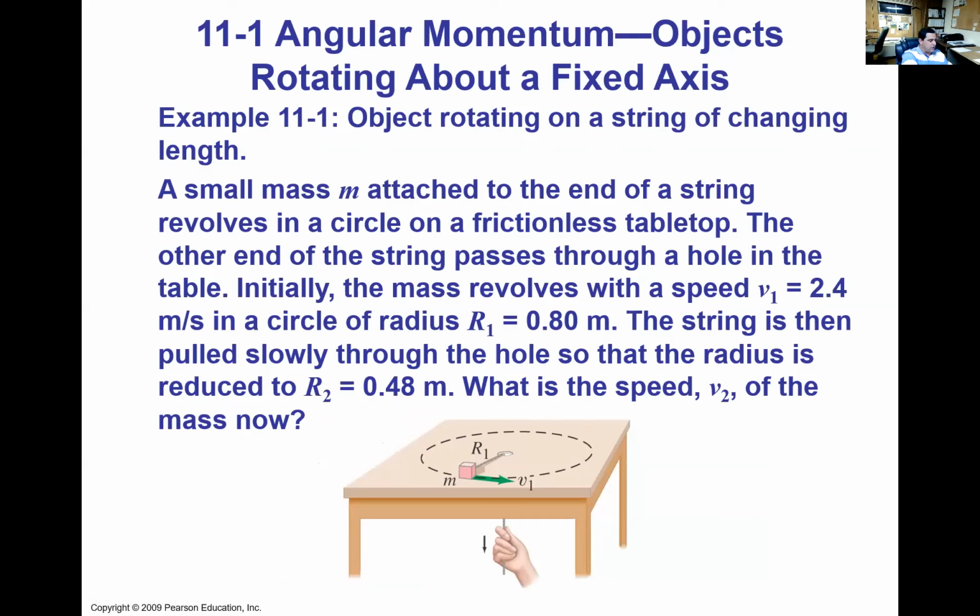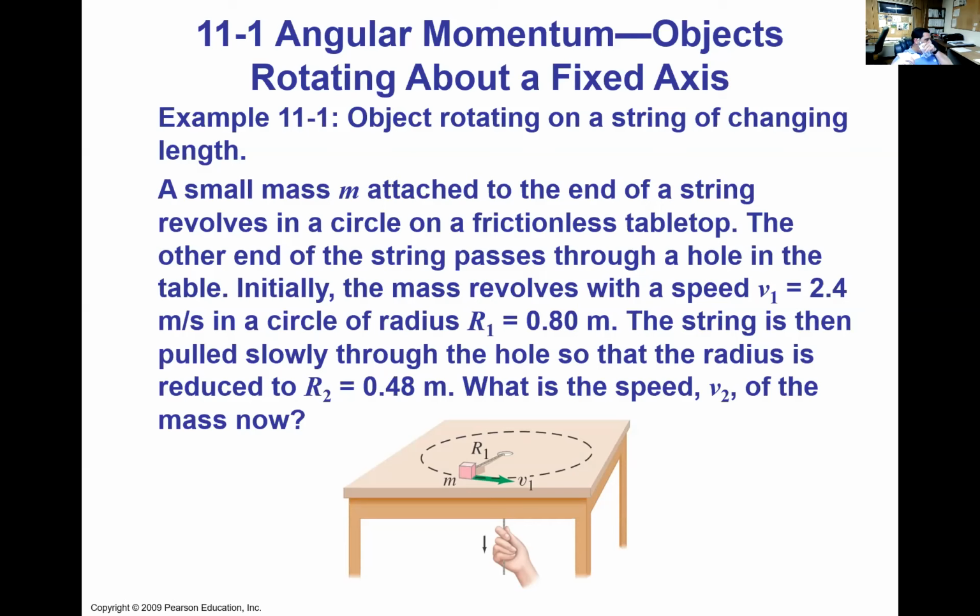So let's take a look at a pretty simple example. You have an object rotating on a string that is spinning around, and we have a small little hole cut in the center of a table. You have a small mass M attached to the end of a string, which is rotating in a circle. We're going to ignore friction. We're going to say it's on a frictionless tabletop. The other end of the string passes through a hole in the middle of the table.